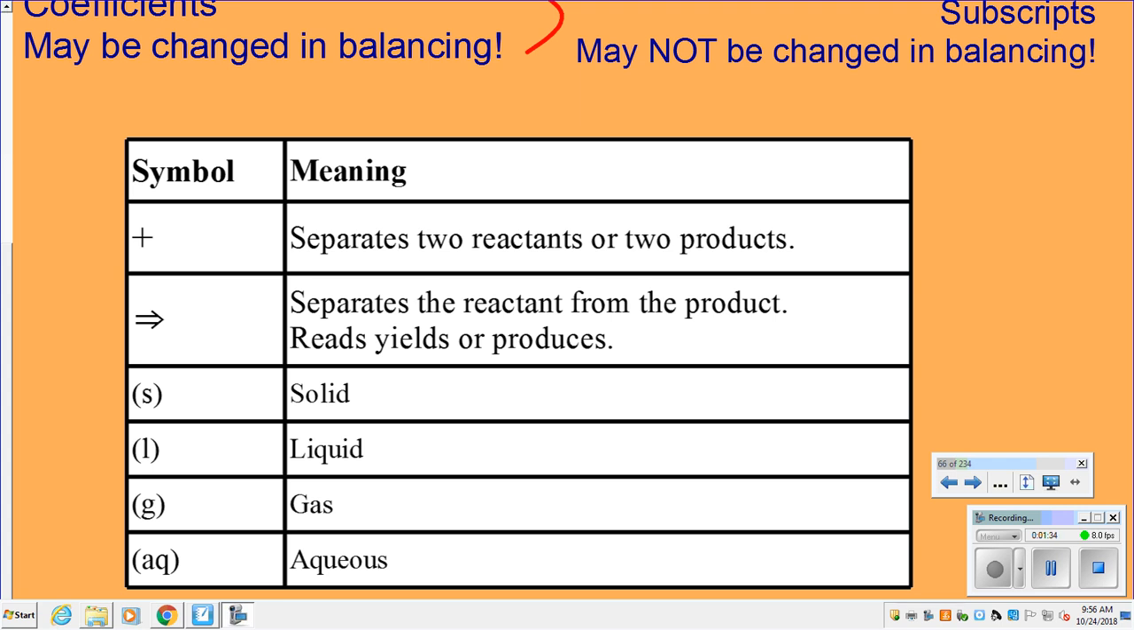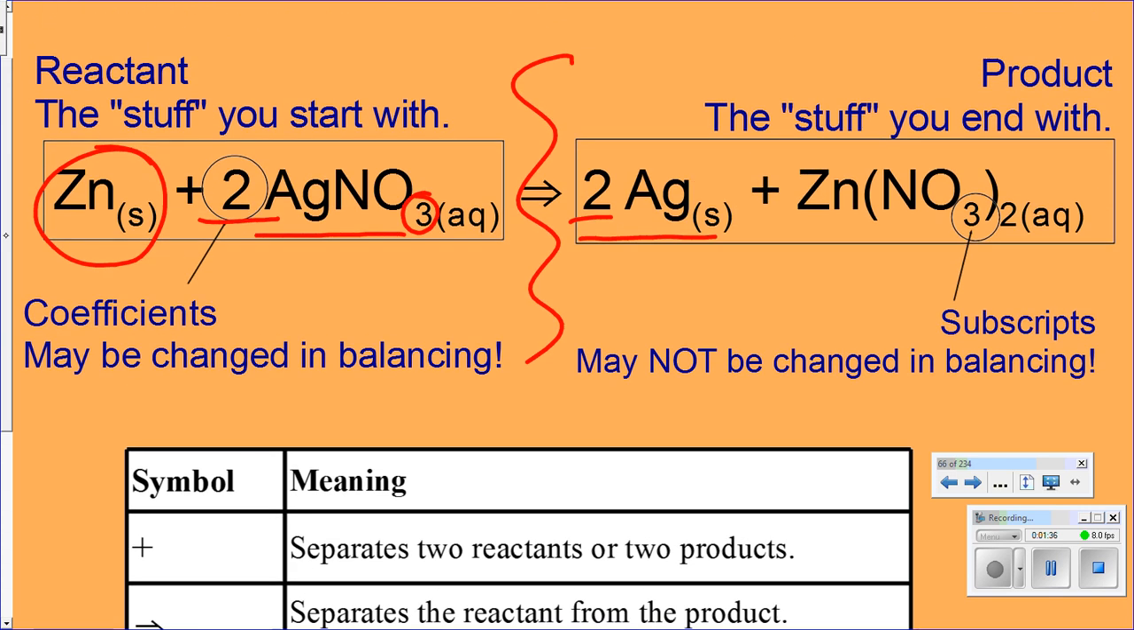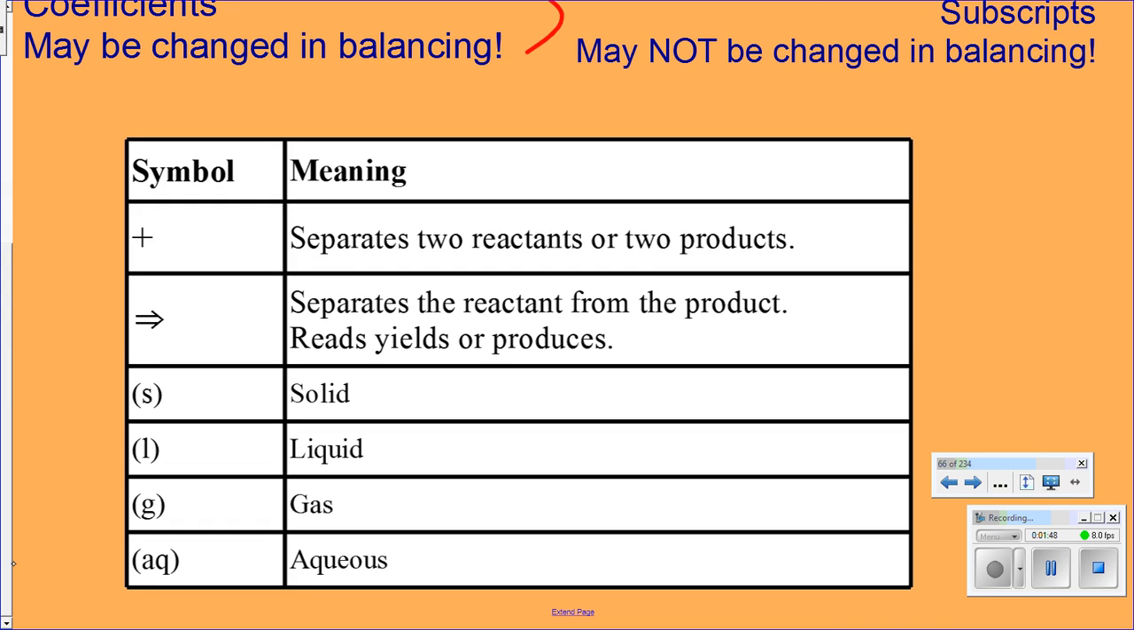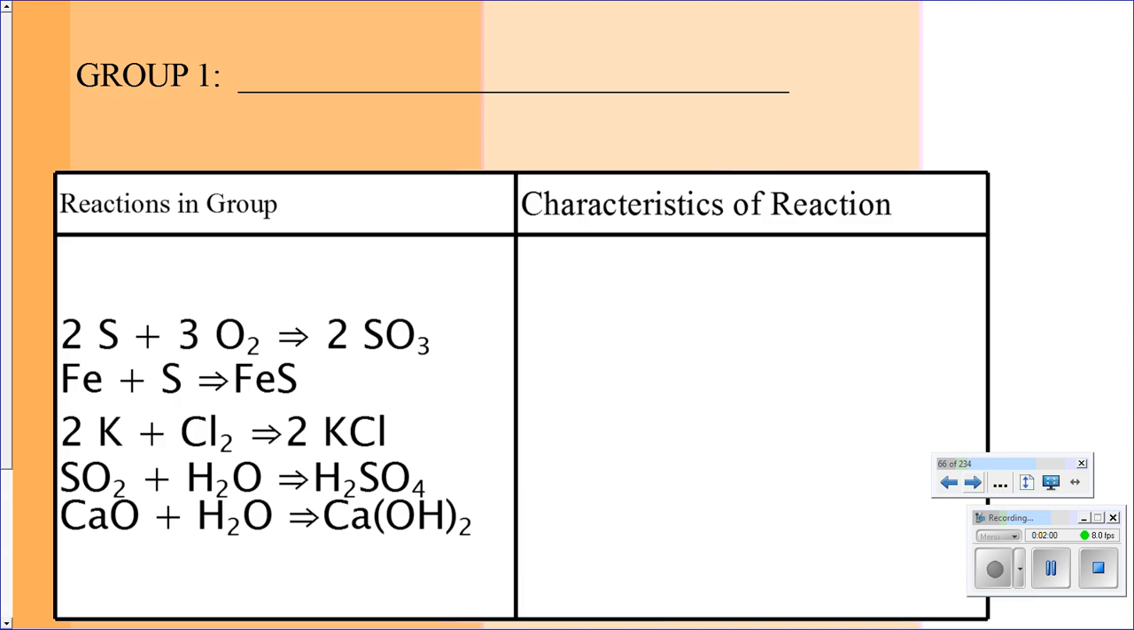So when we're reading a sentence or a chemical reaction, which is basically a sentence to us in chemistry, we would say for this: zinc reacts with silver nitrate to produce or yield solid silver and zinc nitrate. So that's how we would read that. We already talked about the S, L's, and G's. They mean solid, liquid, or gas. And of course, aqueous, which remember tells us we have a solution or a homogeneous mixture.